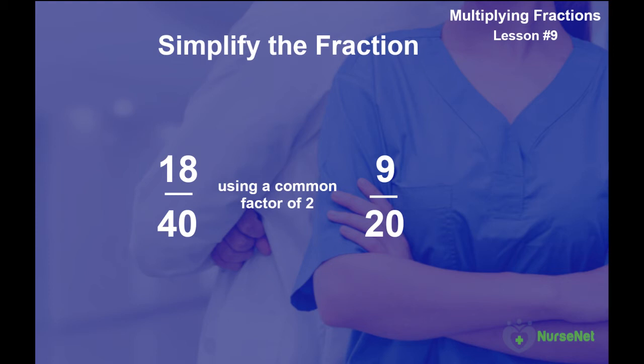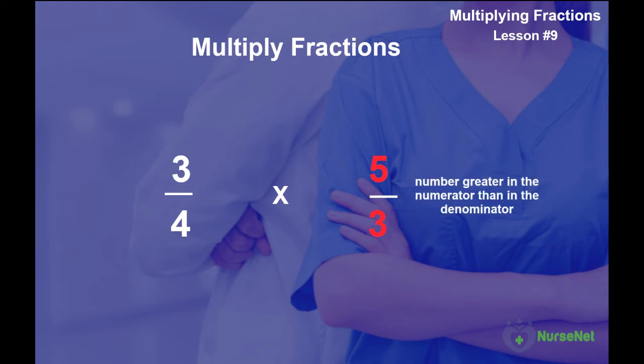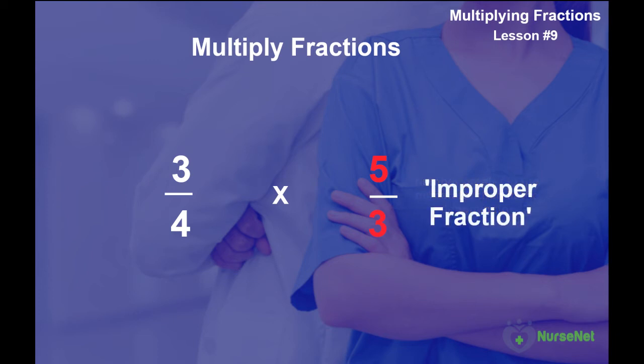Okay, let's do one more together. Let's multiply 3/4 multiplied by 5/3. Let's look at this one for a second, since we have an odd-looking fraction. 5/3. So we have more in the numerator section than we do in the denominator section. This is referred to as an improper fraction.